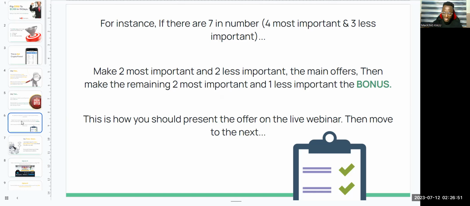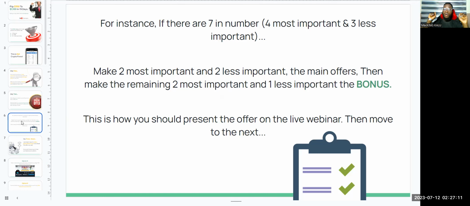Let's say everything is seven. Four most important and three less important, as the case might be. You've listed both the main offer and the bonus. Let's put together both the main offer and the bonus. You've listed out four most important and three less important. Now, this is what you should do.